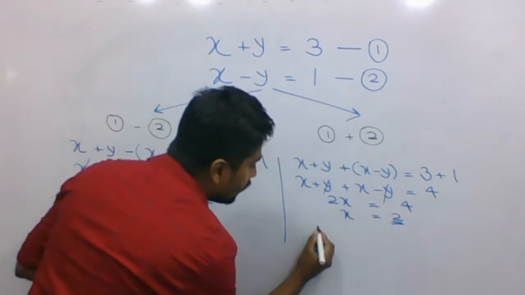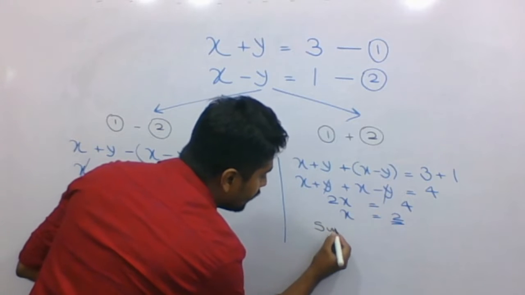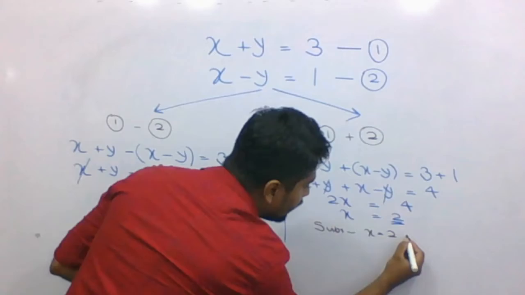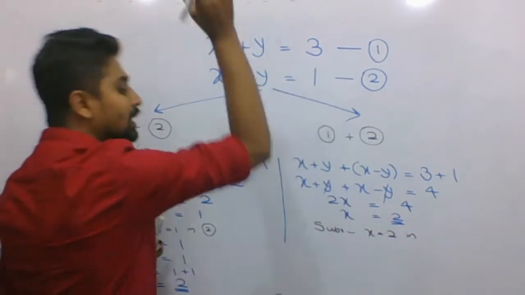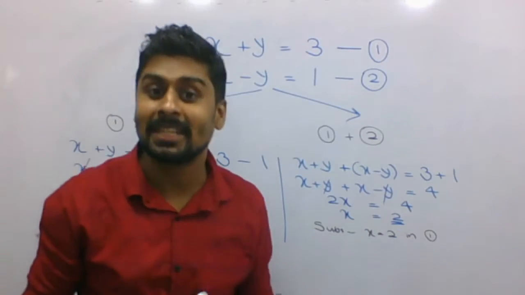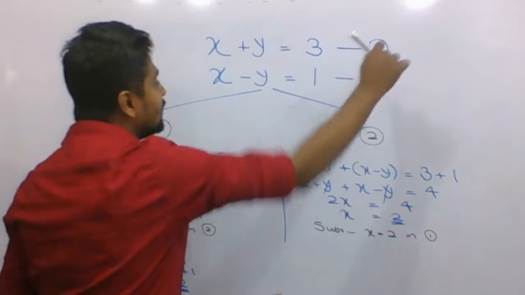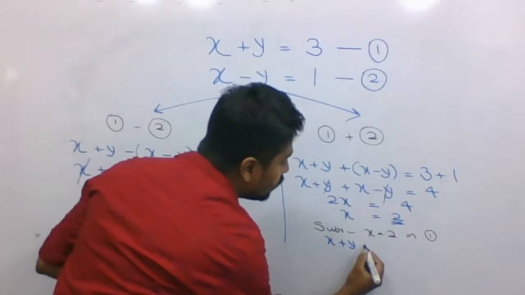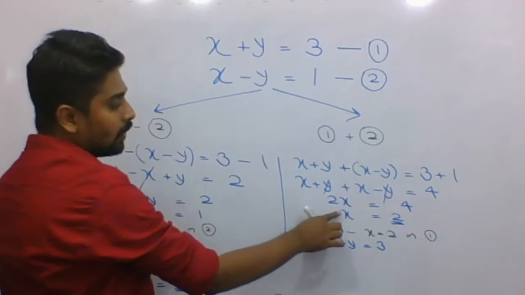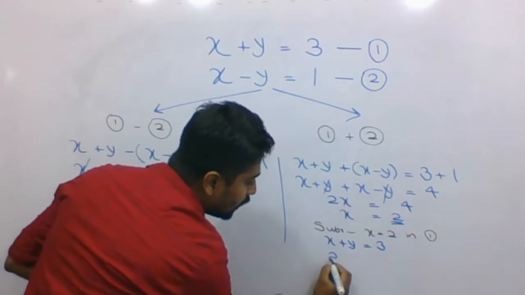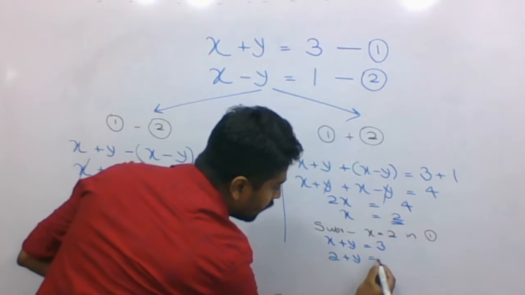How to do this one? Then you know that you can write, substitute x equal to 2 in the first equation. I'm going to substitute in which equation? The first equation. Now look at what is the first equation? It is x plus y equal 3, right? So instead of the x, I will put x equal 2. So here 2 plus y equal 3.